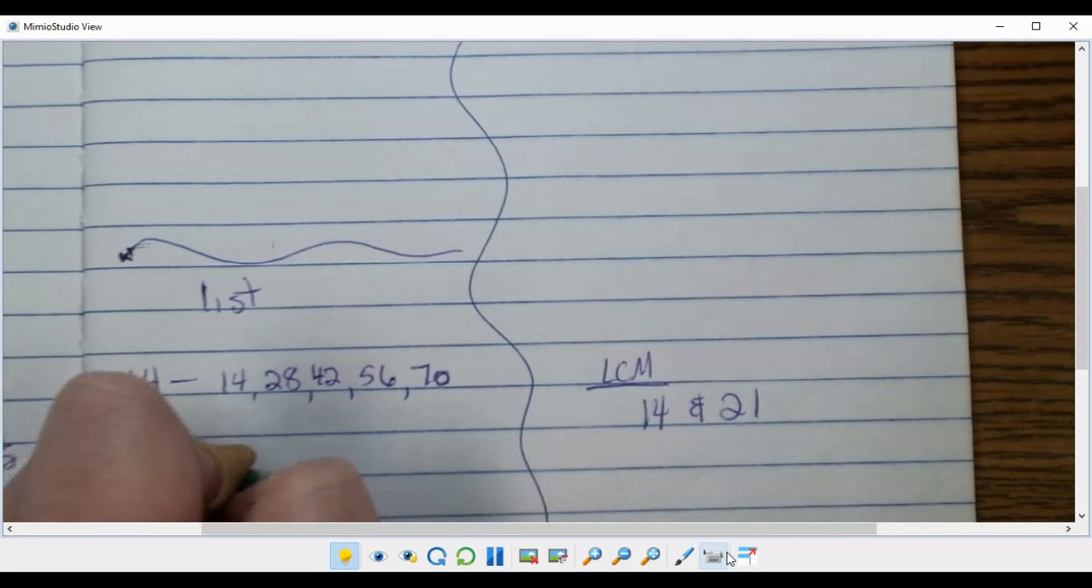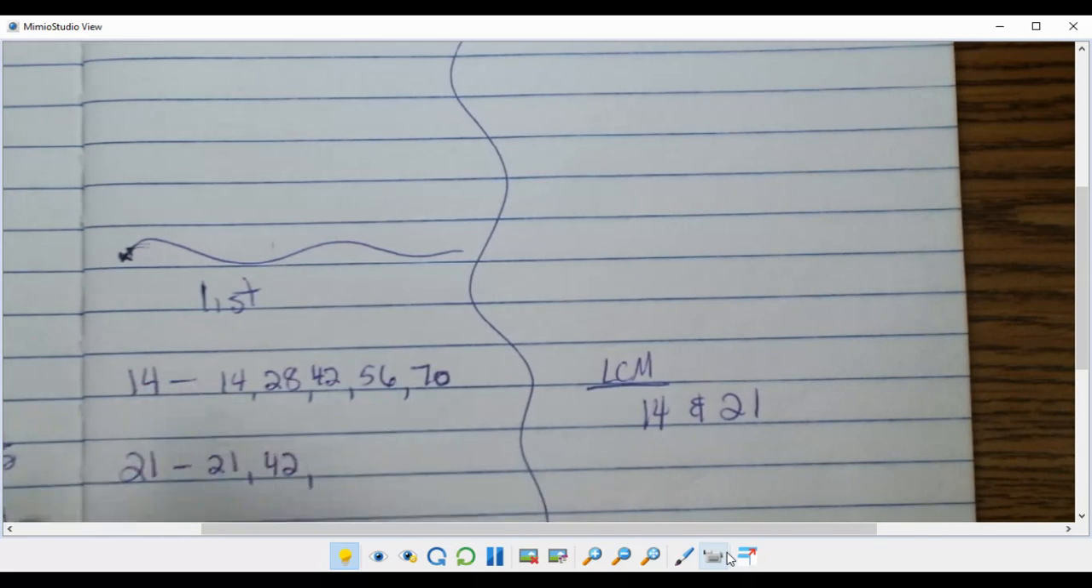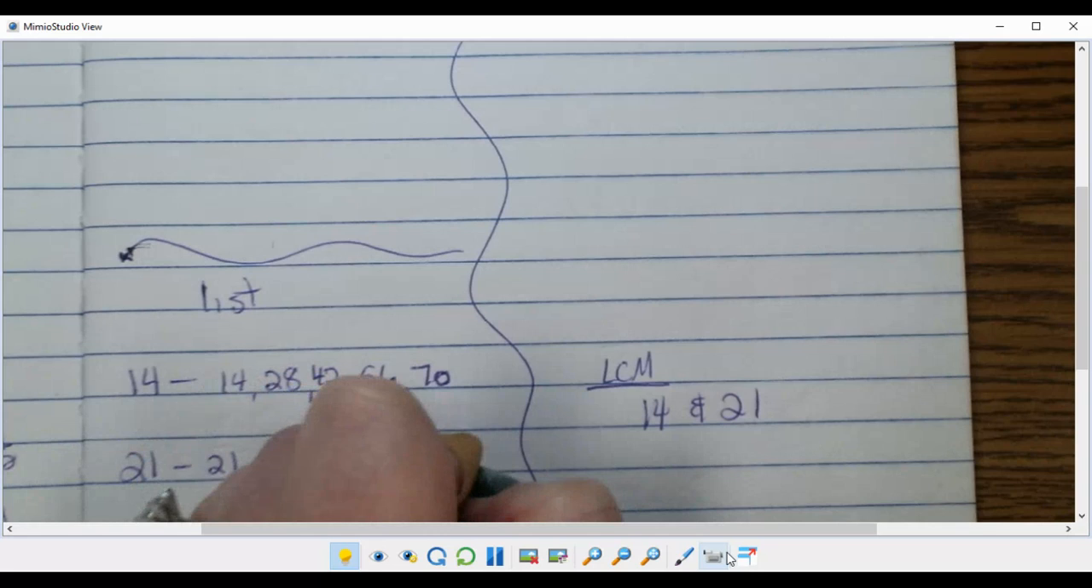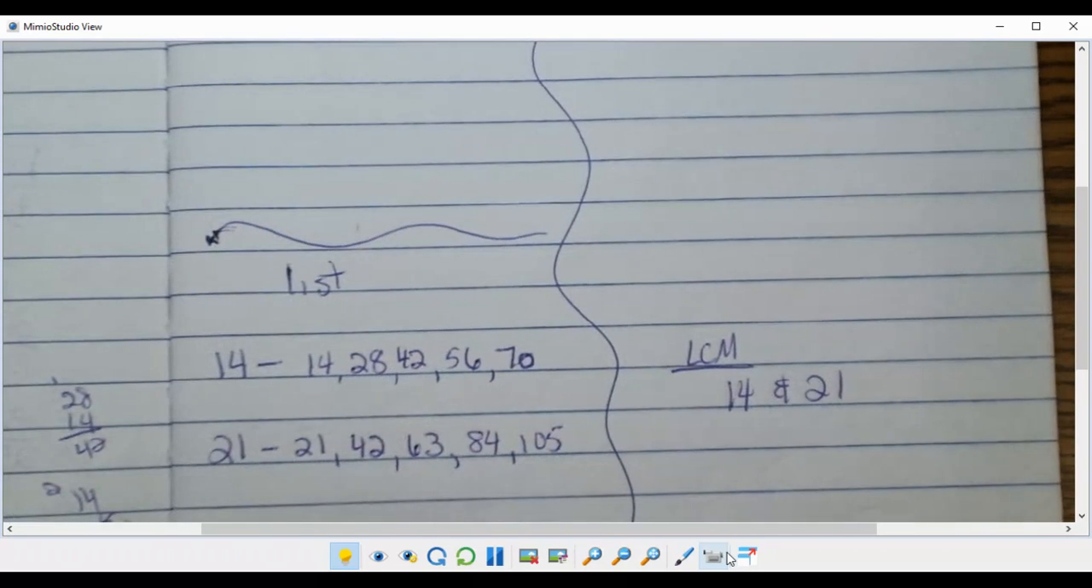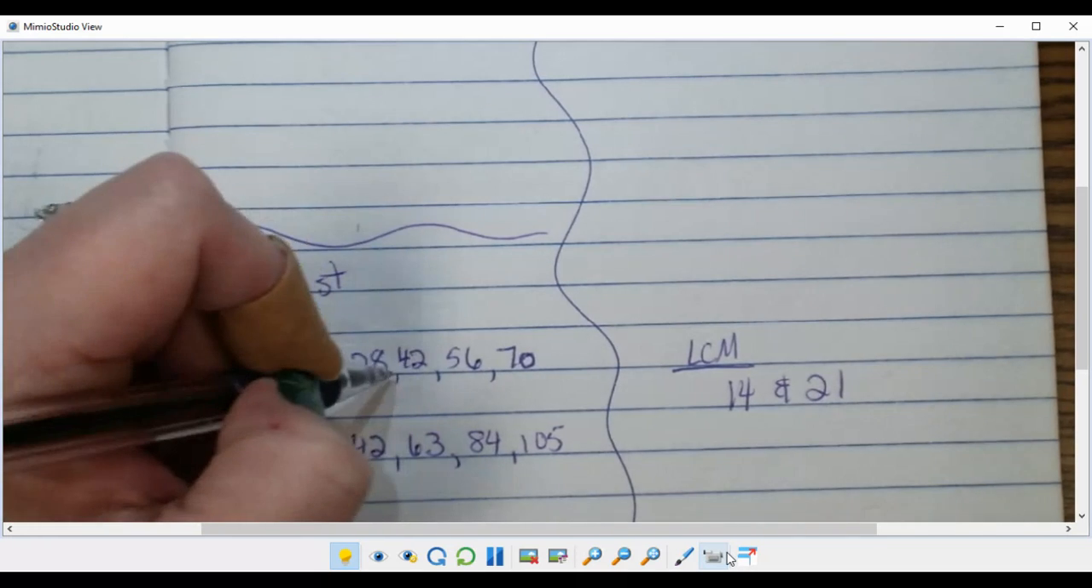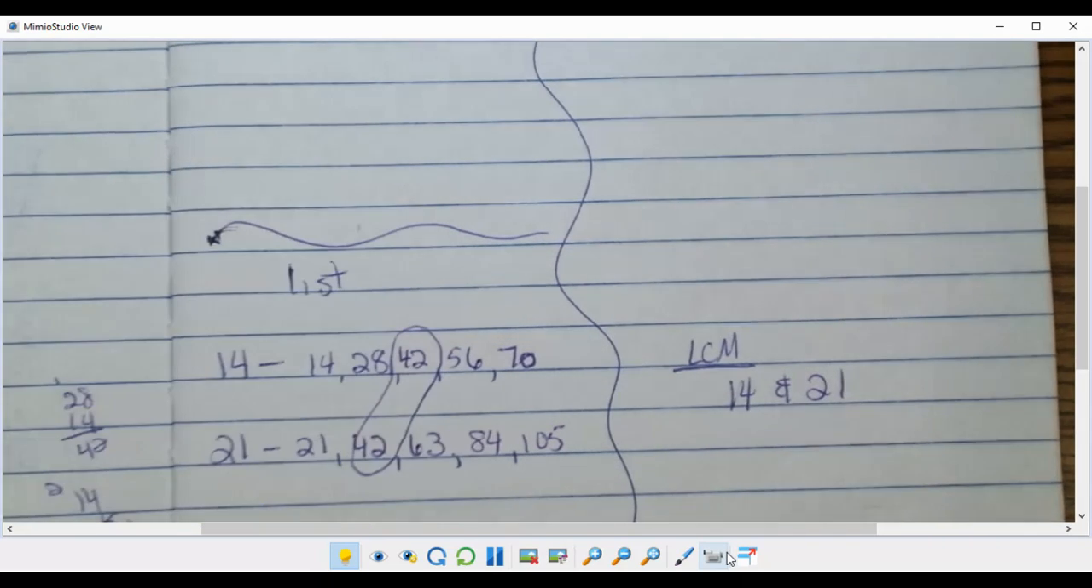All right, so 21 times 1, 21 times 2, 21 times 3, 21 times 4, and then 21 times 5. And again, I can go back and add more later if I need to. So I have a list of multiples, and I would like to find the least common, the smallest one that happens on both lists. So let's go through until we see one. Oh, here we go. Here's 42. That is the first number that appears on both lists. So my LCM is 42.